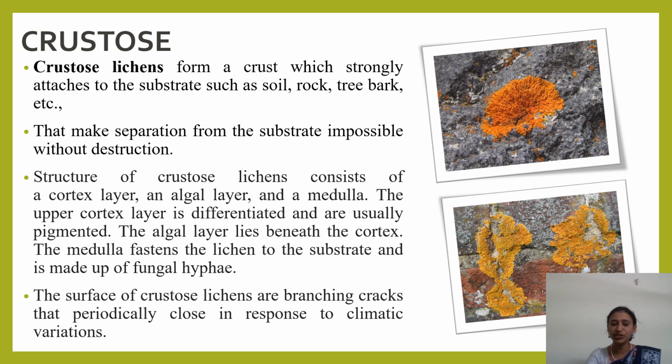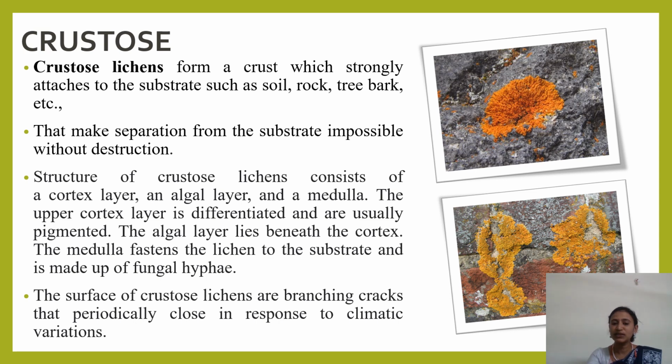When we look at the structure of the crustose lichen, it consists of a cortical layer, an algal layer, and a medullary layer, as we saw before in the photobiont. The upper cortical layer is differentiated and is usually pigmented. The algal layer lies beneath the cortex. The medulla fastens the lichen to the substrate and is made up of fungal hyphae, as these fungal hyphae are found at the lower portion just for attachment.